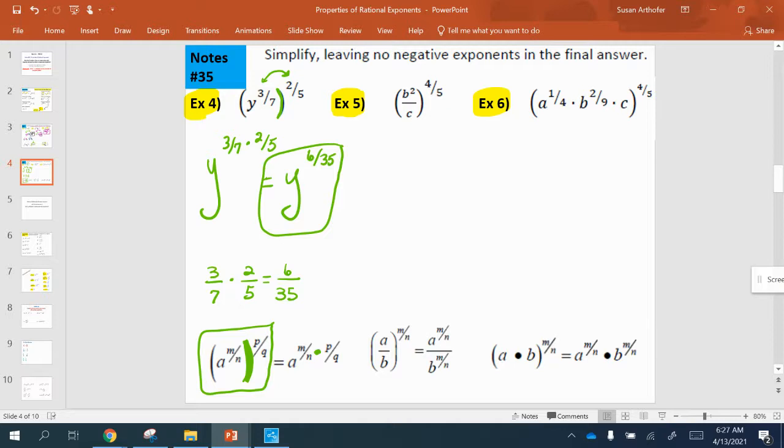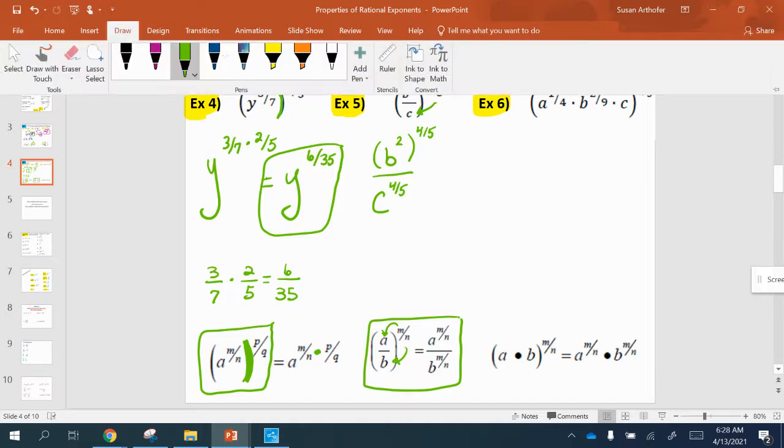Okay, so you can deal with this fraction separately. So we have b squared to the 4/5. So I distributed here, and then you must distribute to the bottom over c to the 4/5. So you have to distribute to the top and the bottom. So that's this rule right down here. Distribute to the top and to the bottom.